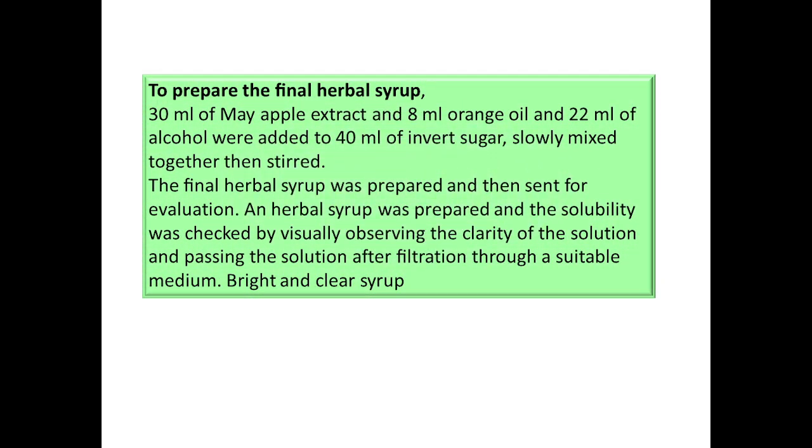Now to prepare the final herbal syrup, 30 ml of May apple extract, 8 ml of orange oil, and 22 ml of alcohol are added to 40 ml of invert sugar, slowly mixed together and then stirred. In this way that herbal syrup is prepared.